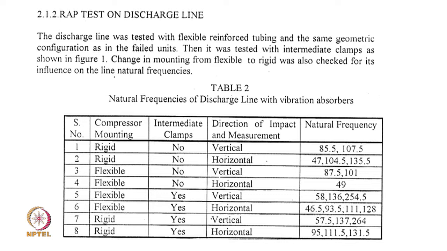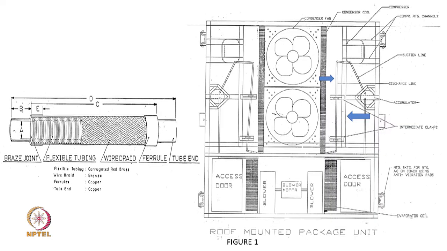So are you able to read some part of this, or I will read it out for you. The discharge line was tested with flexible reinforced tubing and the same geometric configuration as in failed units. Then it was tested with intermediate clamps as shown in figure 1, and I will show you the figure 1 here. So this particular connector was used also in the discharge line, which is over here. And this figure actually shows the modified units. So before this modification was done with the clamps, we had looked at this braided connector. So what we did was we put the unit exactly as is and looked at the natural frequency of excitation.